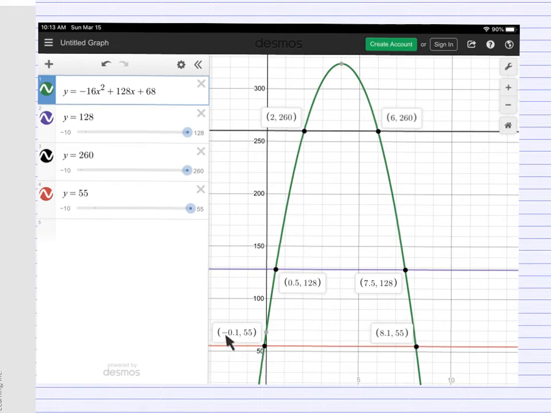That's because it's at negative time. Remember, it was released at 68 feet, so how could it hit 55 feet on the way up? It can't. So it hits the purple line twice, once on the way up, once on the way down, once at 0.5 seconds and once at 7.5 seconds. It hits the black line once on the way up at 2 seconds and once on the way down at 6 seconds. It hits the red line once though. It does not hit on the way up, but it does hit on the way down at 8.1 seconds.